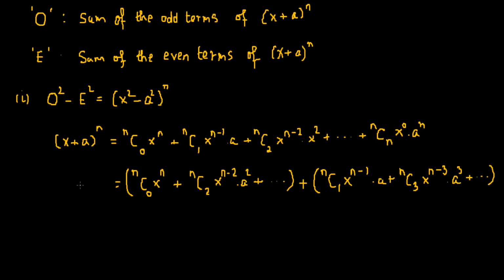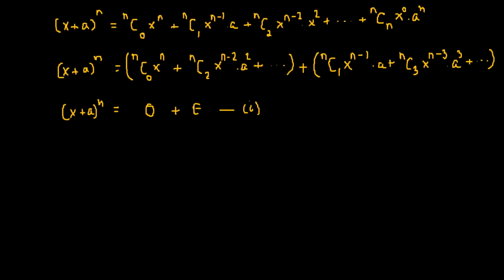So this is x plus a raised to the power of n. We can rewrite it as: this is the sum of all the odd terms, so this is simply O, plus the second part, which is the even terms, E. So this is what we have done. We're going to call it equation number 1.